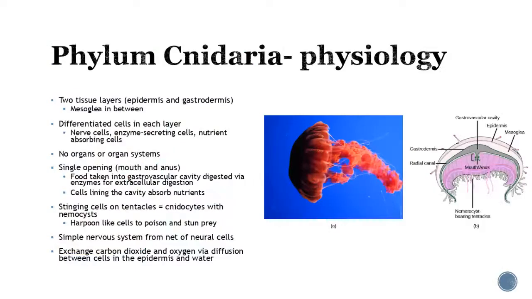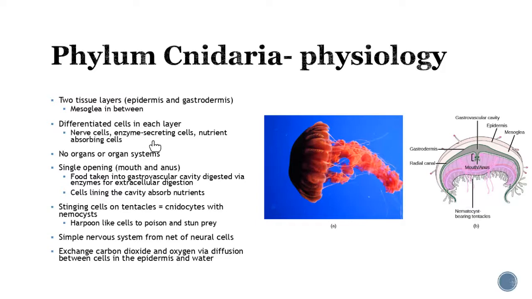So a little bit about the physiology. They have two tissue layers, the epidermis and the gastrodermis, shown right here. And then they have this space called the mesoglea in between. Pretty much you're used to seeing the overall bell shape right here, and if you look underneath, this is where you're going to find the opening, which is the mouth or the anus.